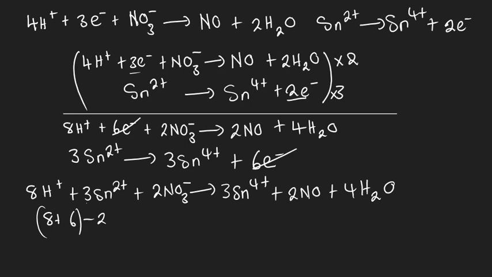Okay, so if we do our calculations properly, this is going to be 8 plus 6, 14, minus 2 to give us a 12. How about this side? 3 multiplied by 4 is giving us a 12. So notice that every other thing is balanced. Now the question is saying we take it in basic media.